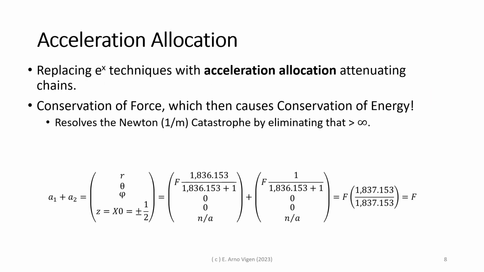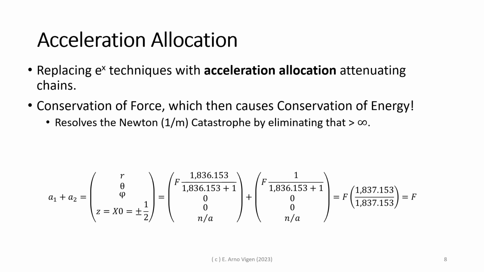So how does acceleration allocation work? Instead of doing F over M1, I'm doing F times M1 over M1 plus M2, or position and field, using the rule of the last slide. And so you get basically two particles. One's 1, and that would be, say, the electron, and then the other would be 1836 times stronger, that would be the proton.